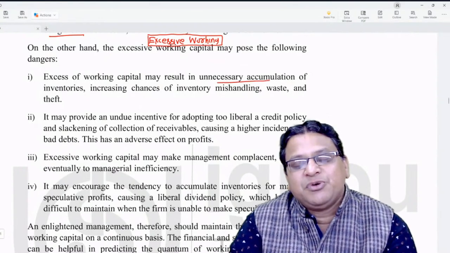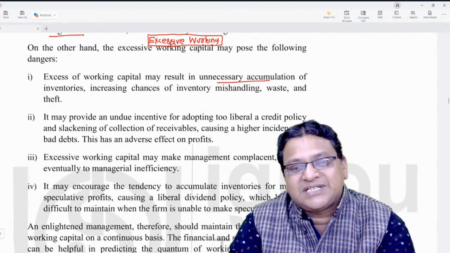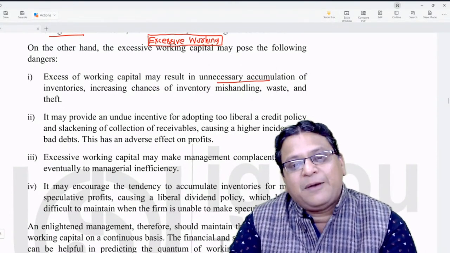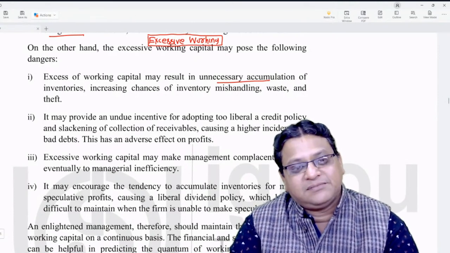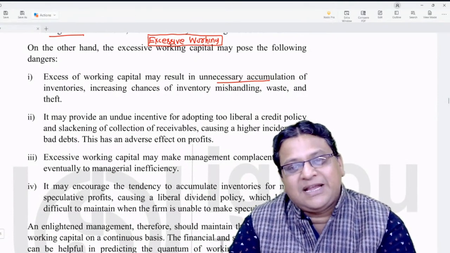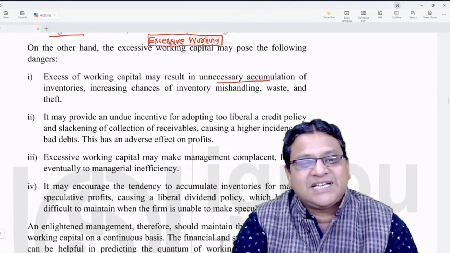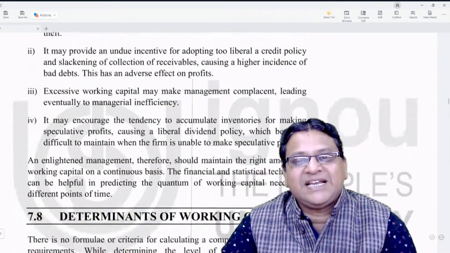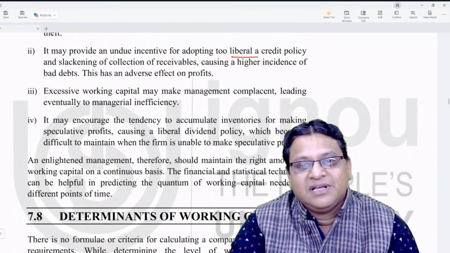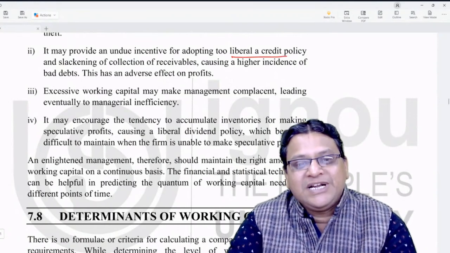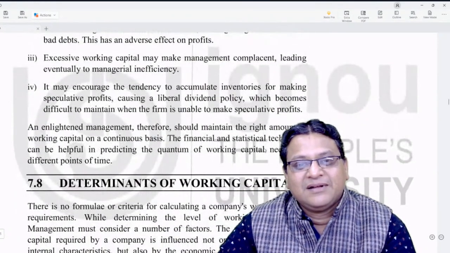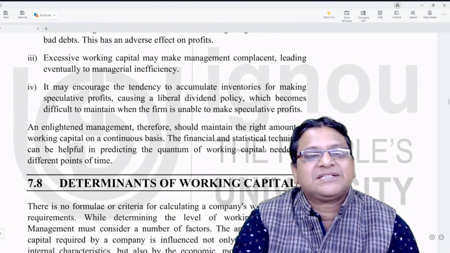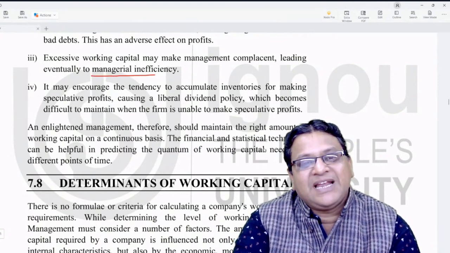Excessive working capital means you will have excess cash over what is required. You will have excess inventory over what is required. You will have excess debtors over what is required. So excess working capital means unnecessary accumulation of inventory. Excess working capital means unnecessarily liberal credit policy. Excess working capital means mismanagement of funds. Hence, it will bring managerial inefficiency.